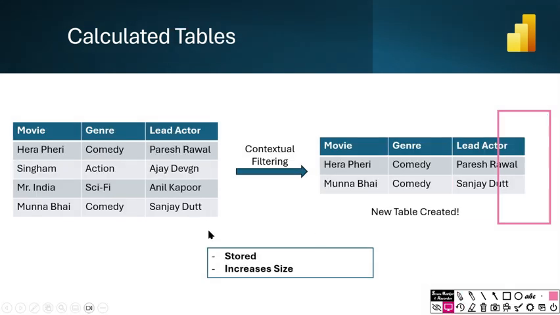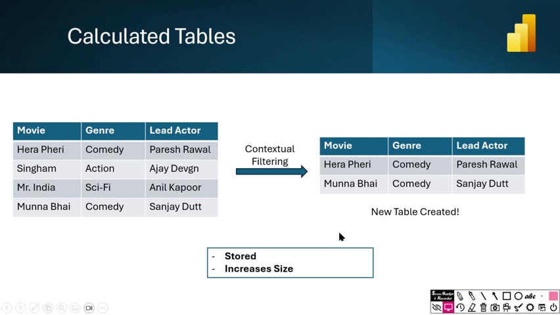In case of tables, we can do contextual filtering. If I want to extract only the comedy genre from these movie lists, we can do contextual filtering and get the subset of the table. Beware that the usage of calculated tables is not limited to this, but the main idea is you can create a new table from the existing table itself. It is also stored and it increases size as well.